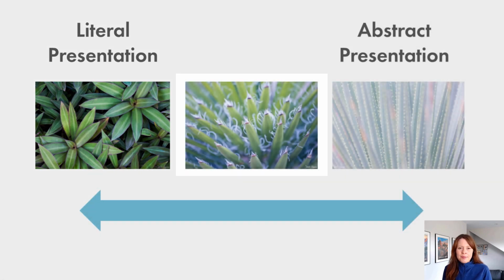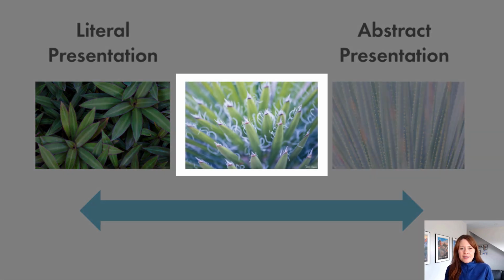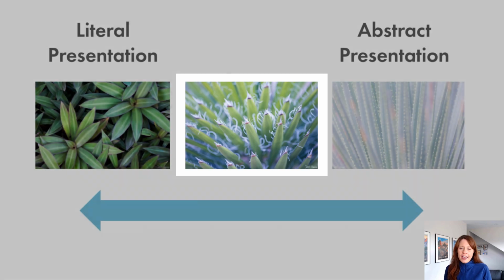So by presenting this in a very literal way with a lot of detail, I was able to get that across through this photograph. The middle example still has some literal qualities. Like, you can tell that it's a plant, you can see some of the details, and you have a pretty good idea of what you're looking at.